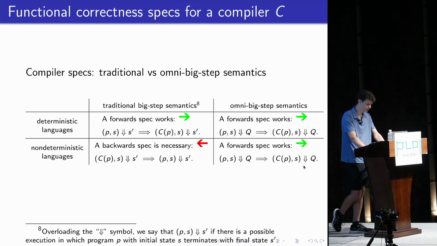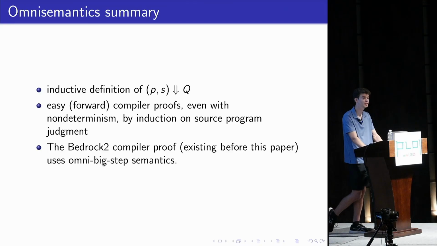And so the reason I'm talking about this is that forward specifications are nice. They're easy to prove by induction on the source program judgment, deriving the target program judgment as you go. On the other hand, backwards specifications are not so straightforward to prove by induction on the hypothesis because, well, how do you do induction when you have the output of the compiler C here? You somewhat have to invert the compiler C, and that is hard.